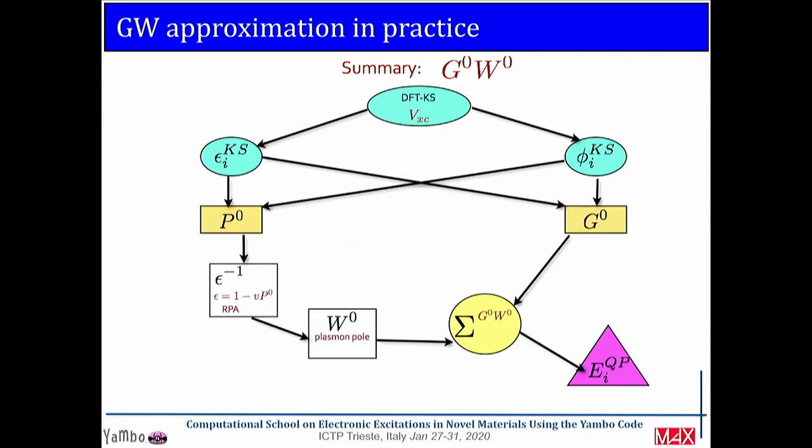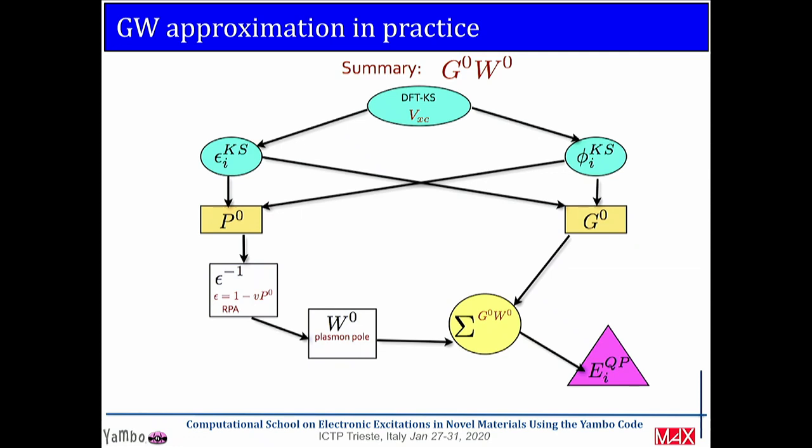Okay, let me summarize the workflow of a typical GW calculation. We always start with the DFT calculation. This is something you have seen also yesterday. The first step is always a DFT calculation, and this provides us the Kohn-Sham eigenvalues and eigenfunctions. Both are used to calculate our polarization, our Green's functions.